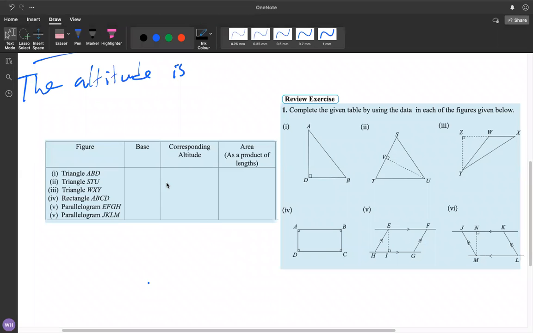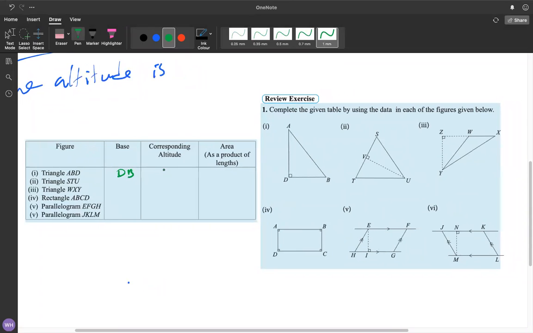Right? So in the triangle ABD, what is the base that you consider? Yes, you can consider it as DB. The corresponding altitude is AD.